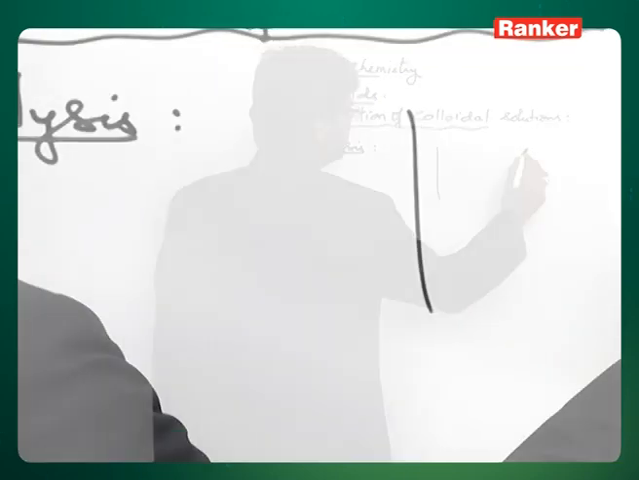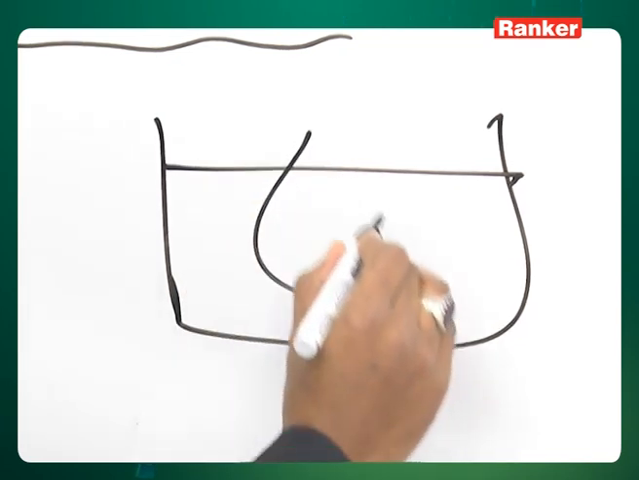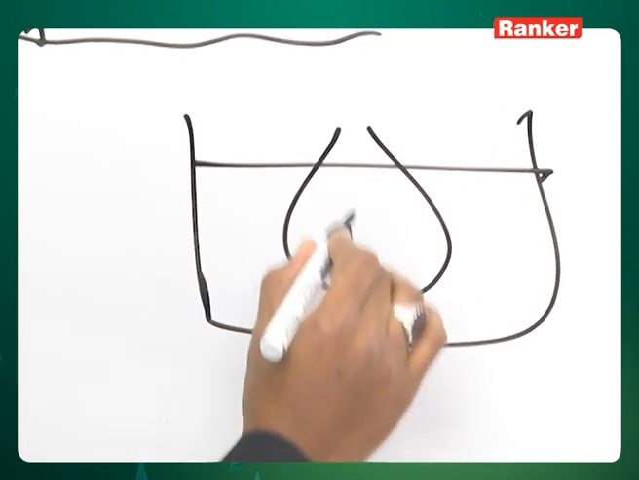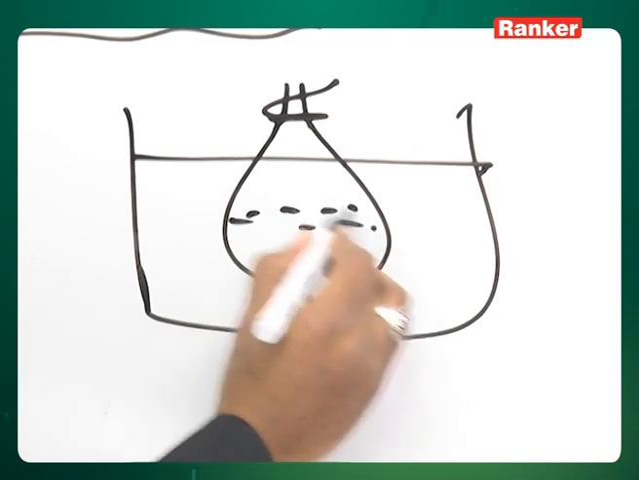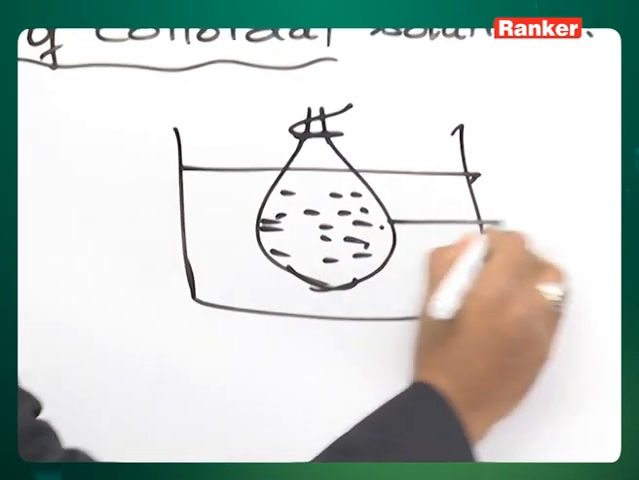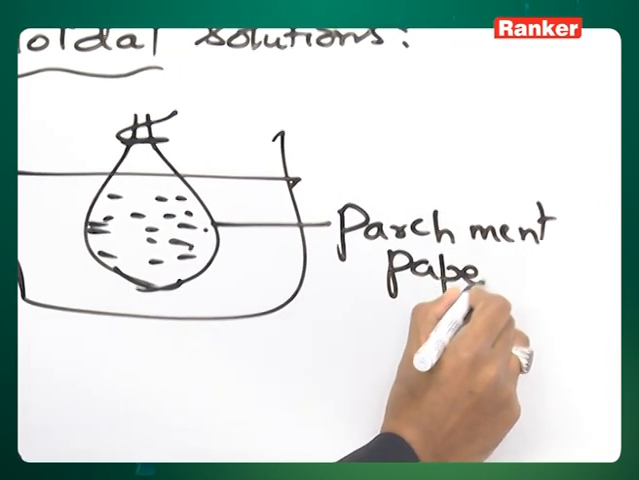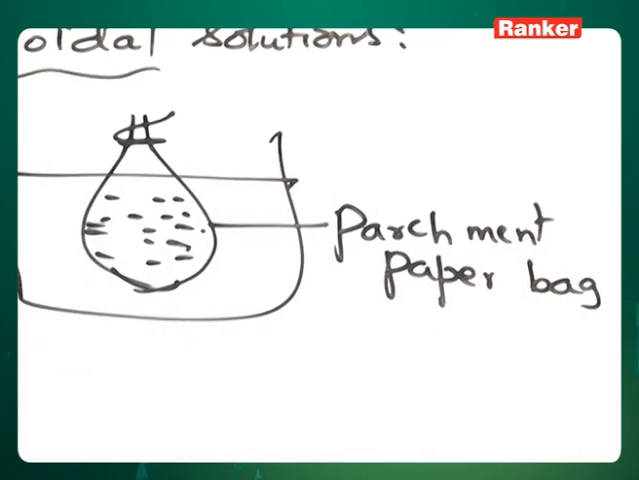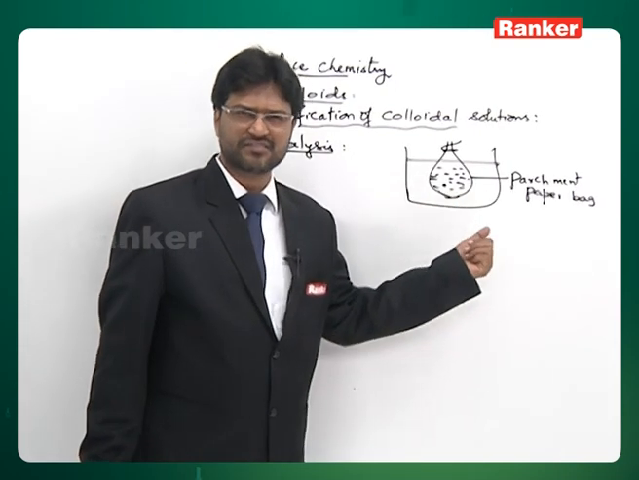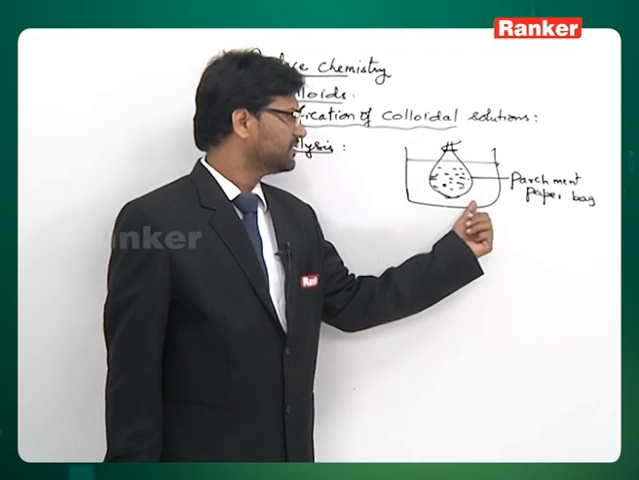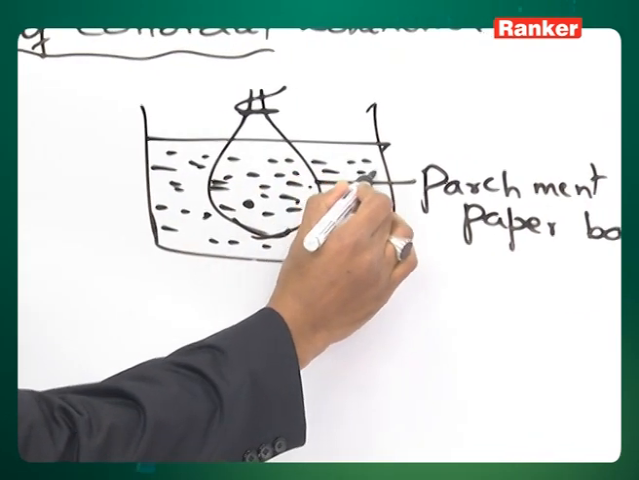Look at this. This is dispersion medium. In this we need to put our colloidal solution in a parchment paper bag, right. This is our colloidal solution. This is a parchment paper bag. Then what happens, the smaller molecules and the ions of the electrolyte come out through the pores into the dispersion medium. You have dispersion medium here. Outside the bag, it is being dipped in dispersion medium.